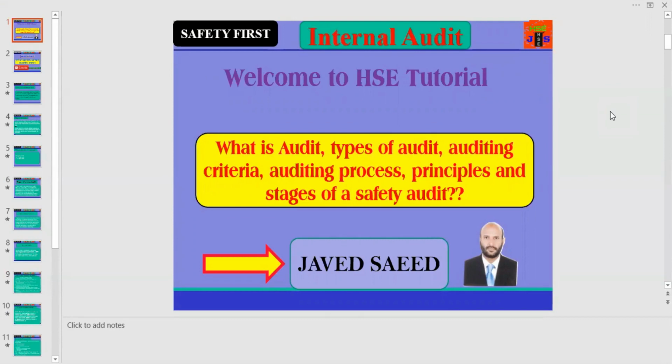Today we are going to discuss what is audit, what are the types of audit, what is auditing criteria, auditing process, auditing principles, and the stages of a safety audit.